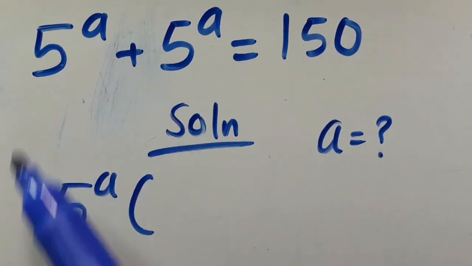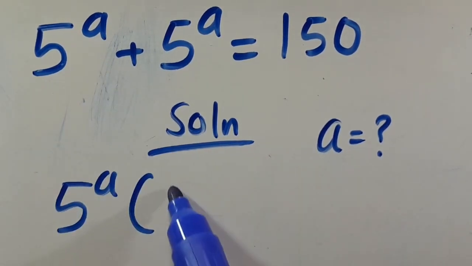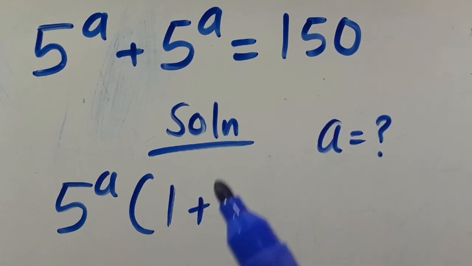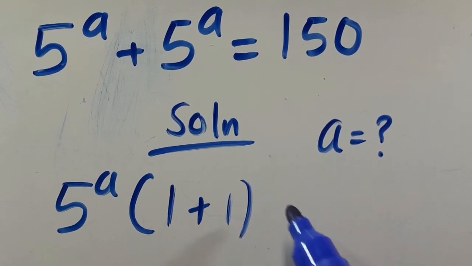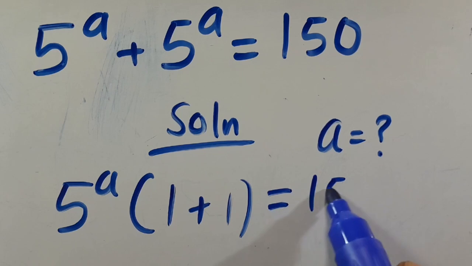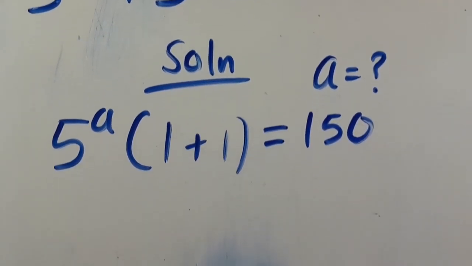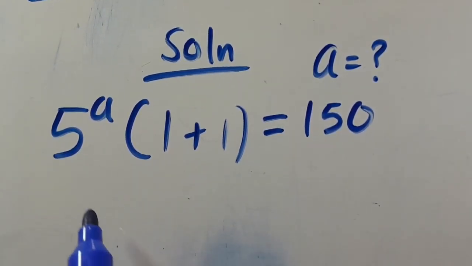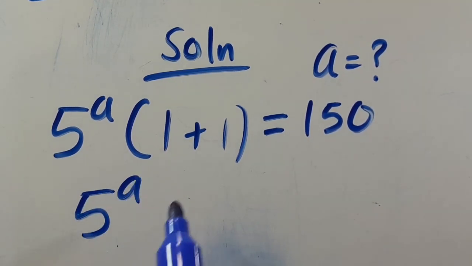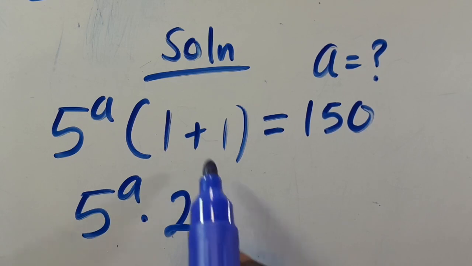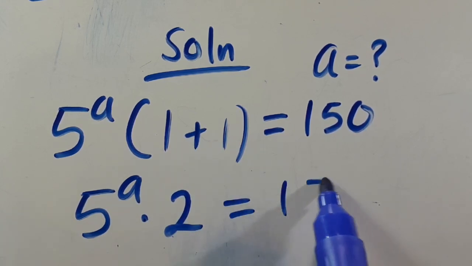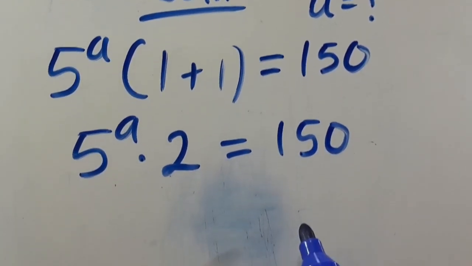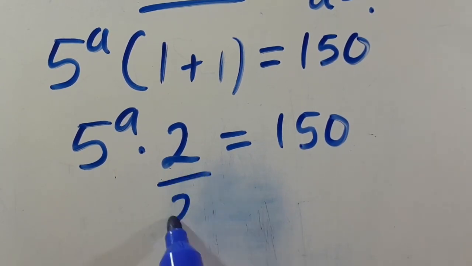This 5 to the power of a divided by this 5 to the power of a, we have 1, plus this 5 to the power of a divided by this again, we have 1. We close the bracket, then everything equals 150. Then from here, guys, we have 5 to the power of a times 2, since 1 plus 1 is 2, equals 150. Then let's divide through by 2.